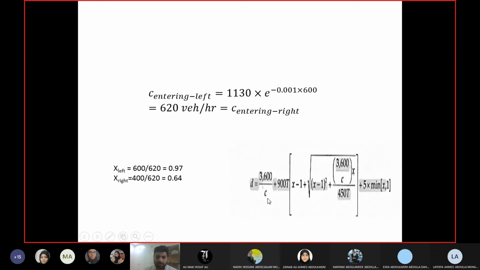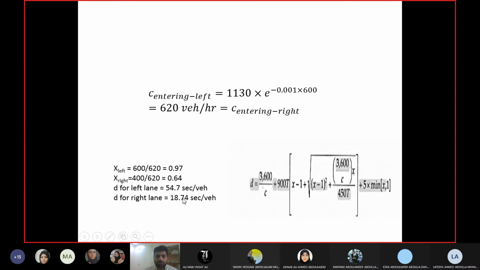C will be 620 for both lanes, T will be 0.25, and X will be 0.97 for left and 0.64 for right. So we'll have two values of delay. And 5 will be multiplied by the real X value because X is less than 1. So delay for the left hand side lane is 54.7 seconds per vehicle, and delay for the right hand side lane is 18.74 seconds per vehicle. Now you can see, although I just increased the volume by 200 vehicles, the delay has increased 3 times. These values are per vehicle.